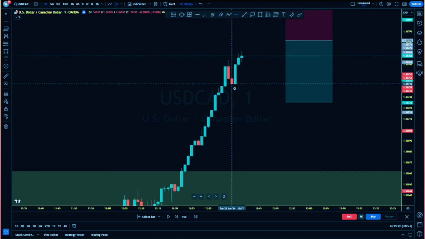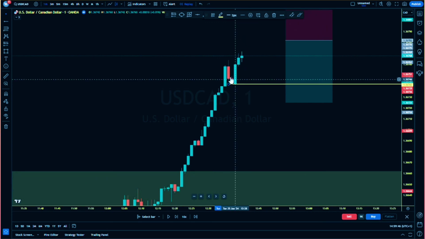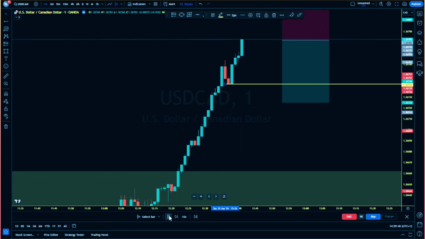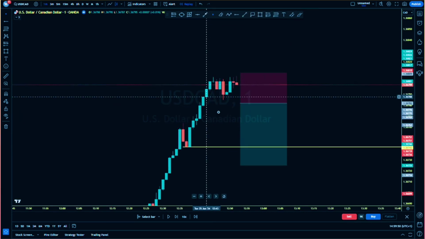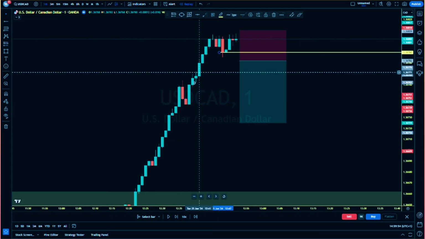So normally I would take this place here as a swing, and then wait for that one to break, and as price continues to make more higher swings, we continue to push it there.